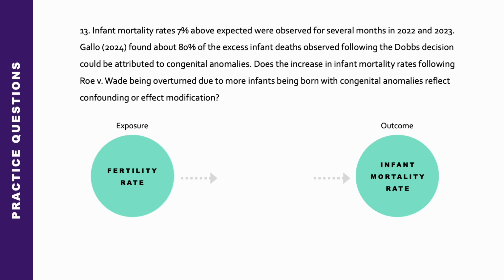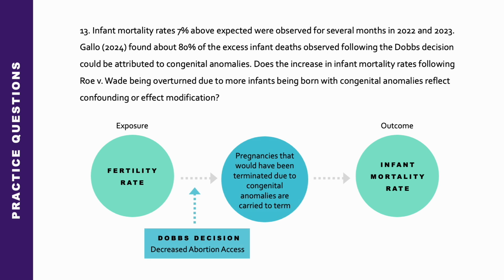If we imagine a population where the fertility rate is remaining constant through time, and then the Dobbs decision occurred, so access to abortion decreased, then pregnancies that would have normally been terminated due to congenital anomalies were carried to term, which resulted in an increase in the infant mortality rate. So abortion access is acting as a modifier because the degree to which a population has access to abortion modifies the infant mortality rate even when the fertility rate is assumed to remain constant.